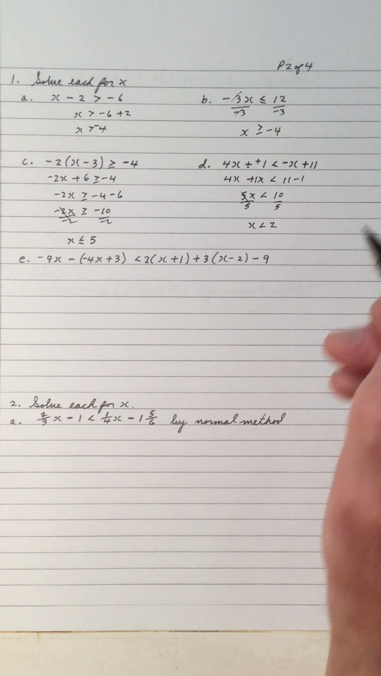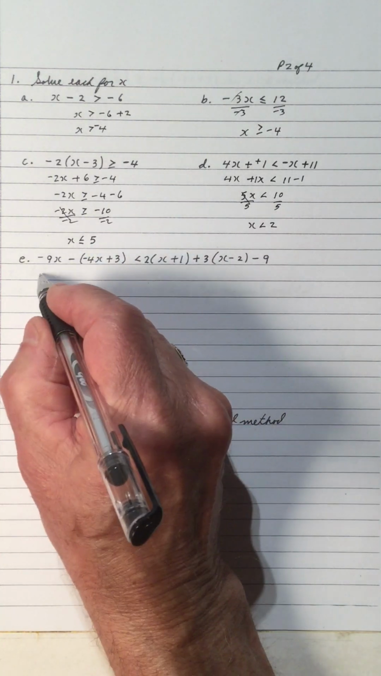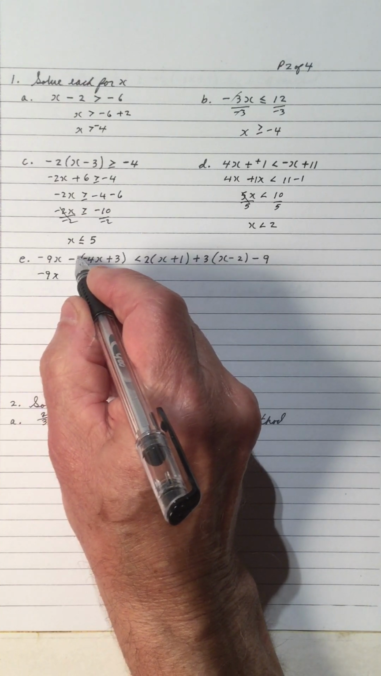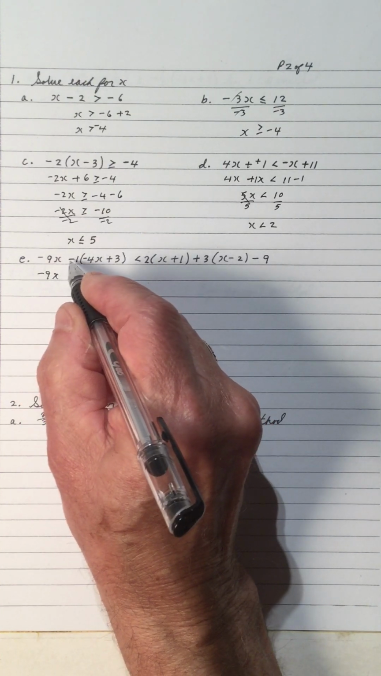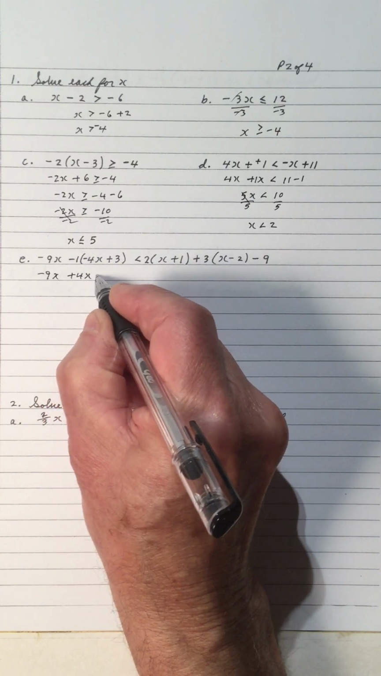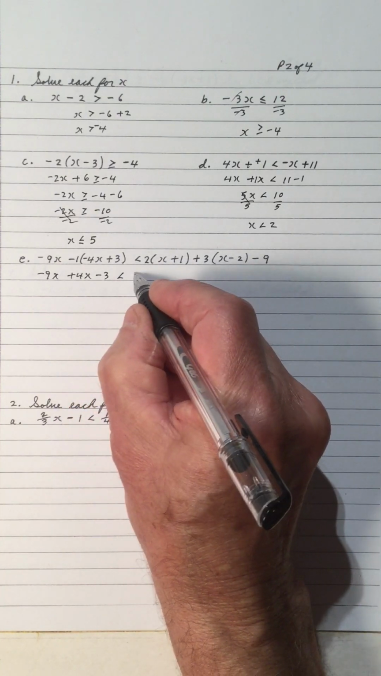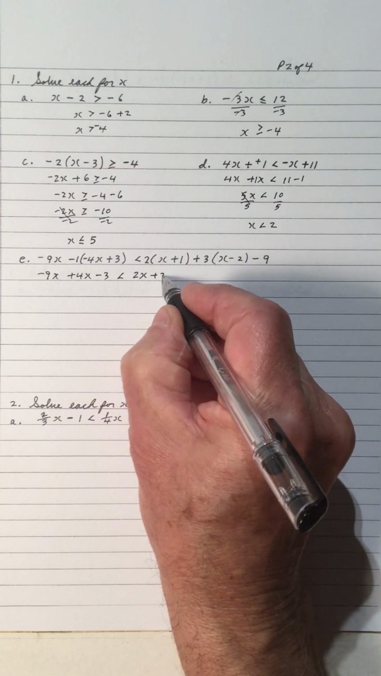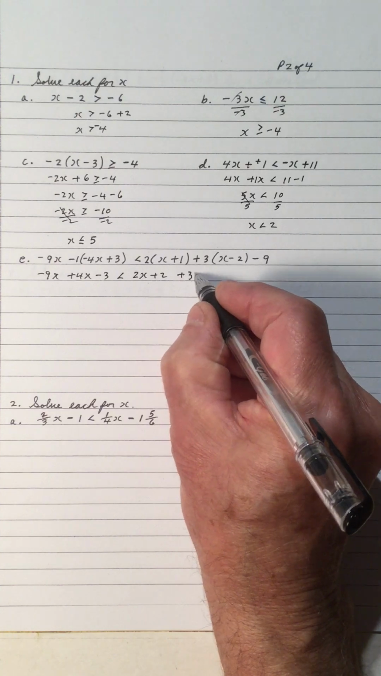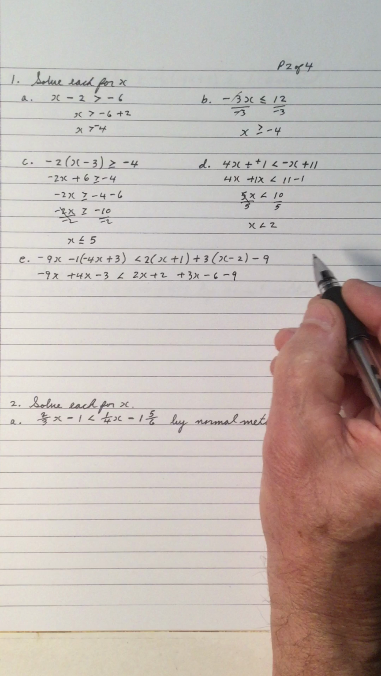E, now we have to do the order of operations, so we've got a negative 9, and that's a subtraction, but we could really put a 1 here and treat it as a negative 1 times this bracket, so it's a plus 4x minus 3, less than 2 times x plus 2 is 2x plus 2. 3 times x minus 2 is plus 3x minus 6, minus 9.